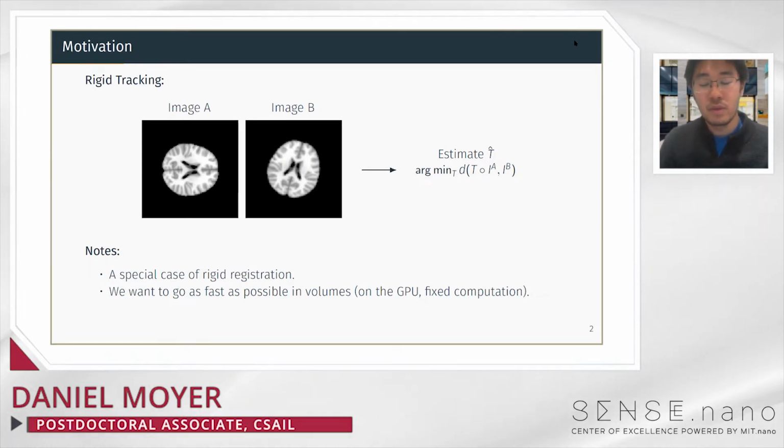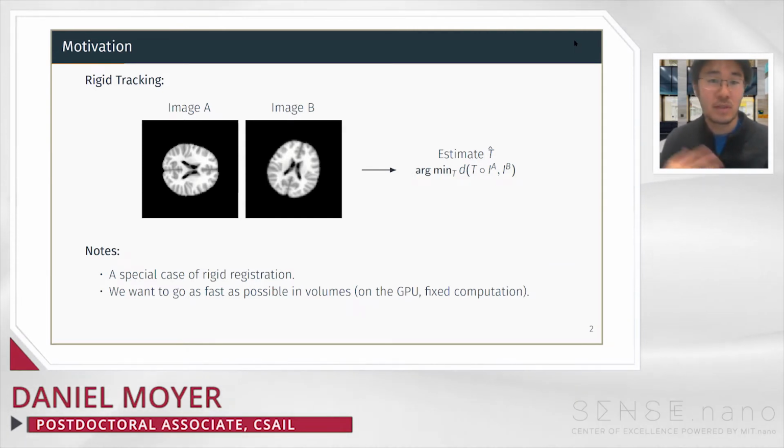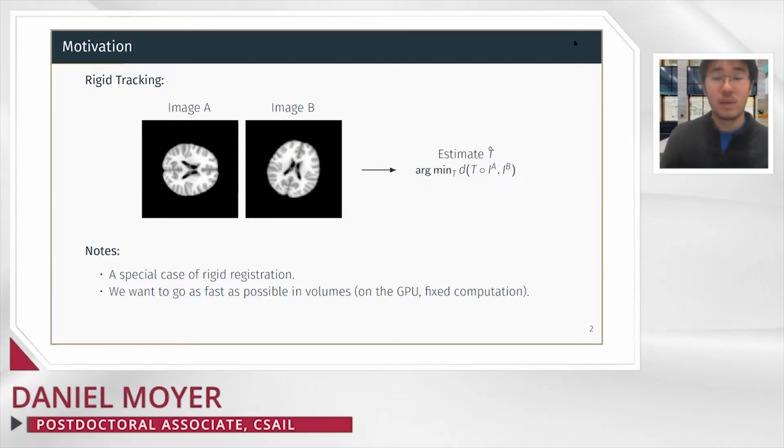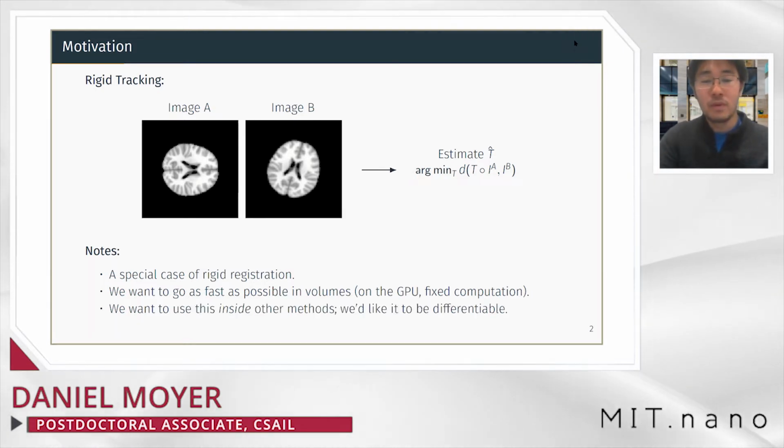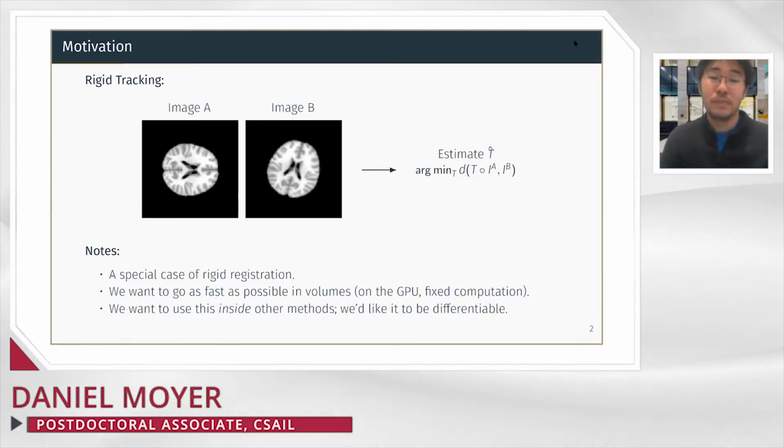And in this case, we want to go as fast as possible. So of course, we want to do this on the GPU using a fixed amount of computation, so no iterative optimization. And we would like to use this inside of other methods, so compose this method either before or after. For methodologists, this really means that we need the entire method to be differentiable.